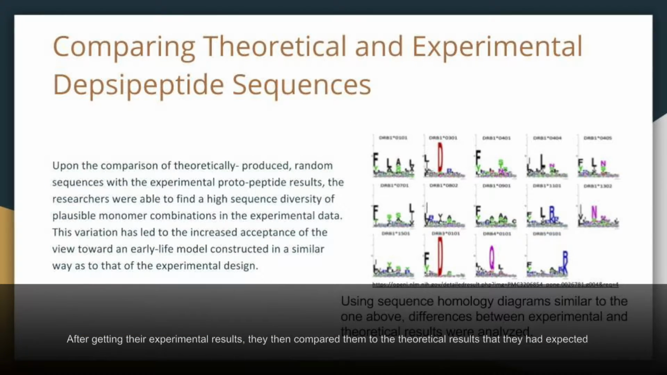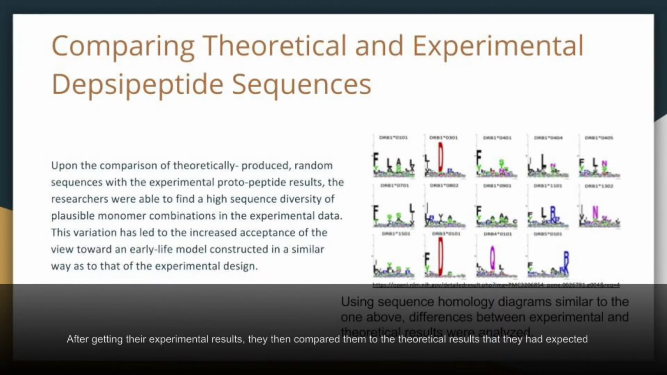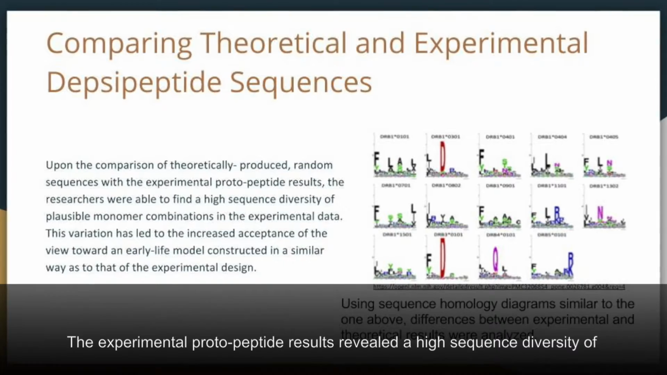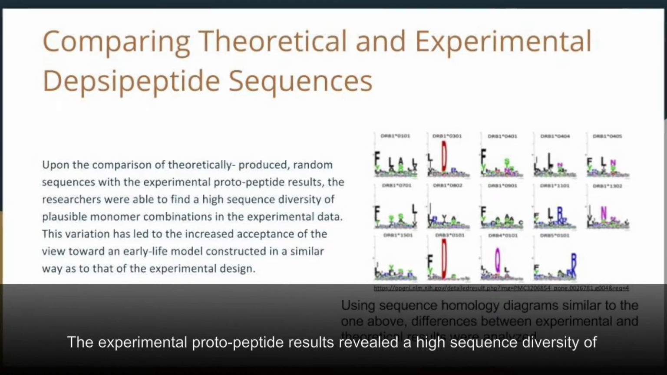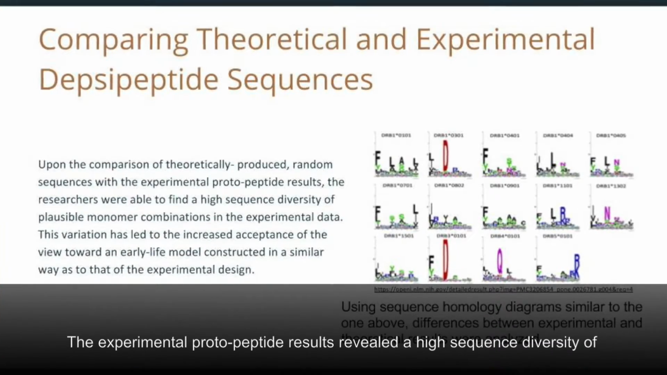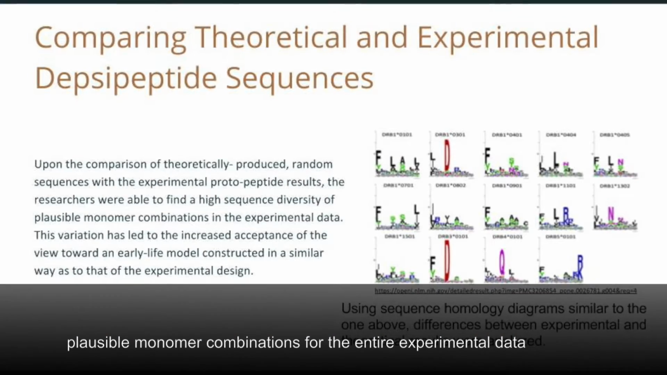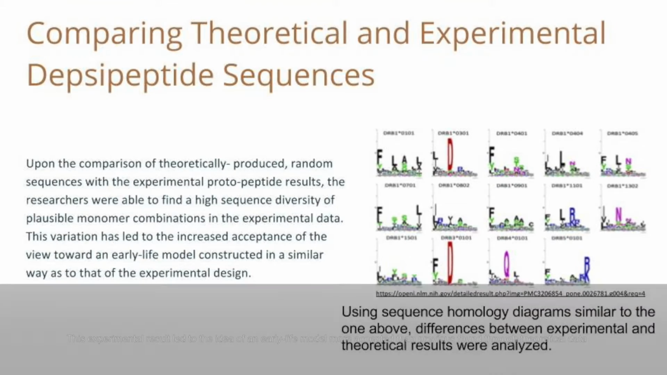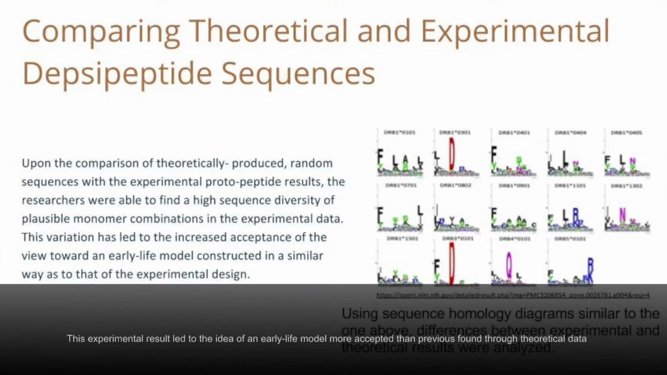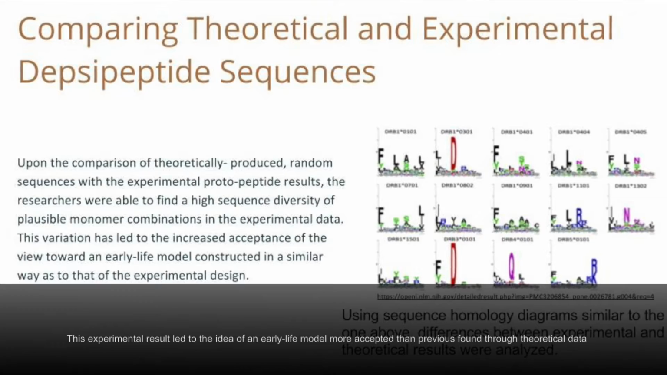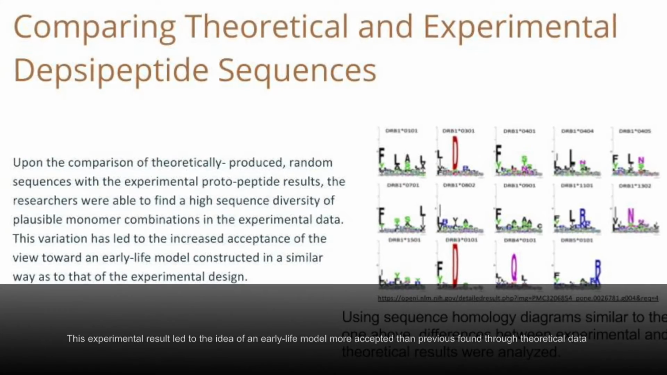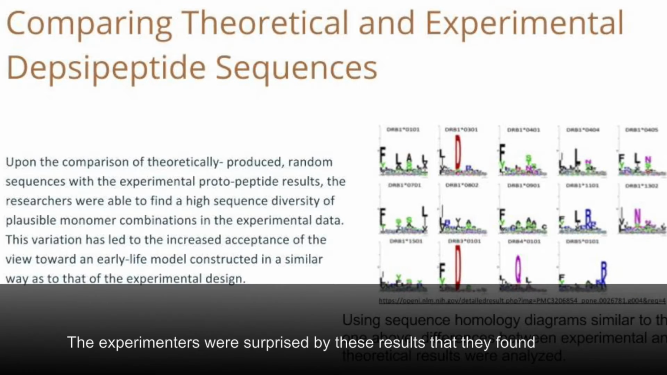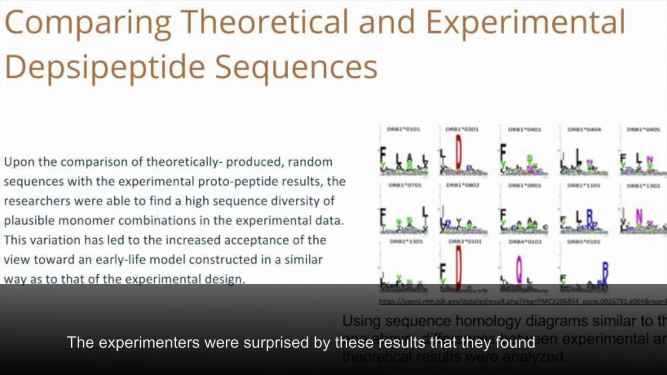After getting their experimental results, they then compared them to the theoretical results that they had expected. The experimental protopeptide results revealed a high sequence diversity of plausible monomer combinations for the entire experimental data. This experimental result led to the idea of an early life model more accepted than previously found through theoretical data. The experimenters were surprised by these results that they found.